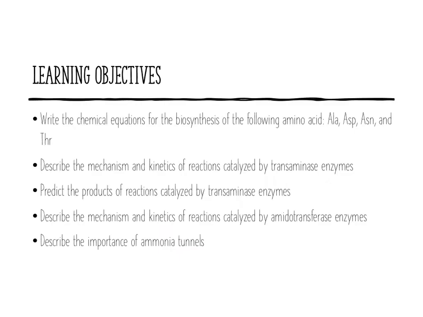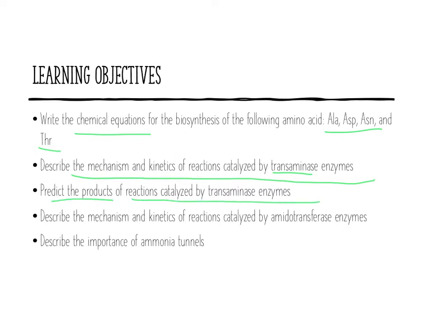So the learning objectives: after watching this video, you should be able to write the chemical equations for the biosynthesis of these four amino acids: alanine, aspartic acid, asparagine, and threonine. Describe the mechanism and kinetics of reactions catalyzed by transaminase enzymes. Predict the products of reactions catalyzed by transaminase enzymes. And describe the mechanism and kinetics of reactions catalyzed by amidotransferase enzymes. And then lastly, we're going to talk about this really cool thing called ammonia tunnels.